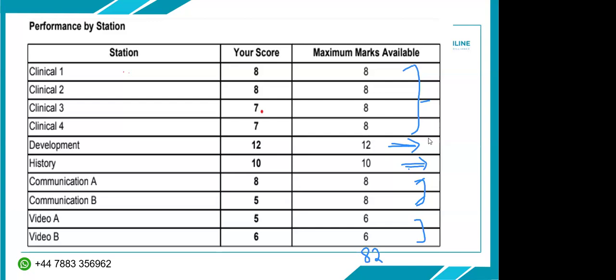And your passing criteria is this score, like you will get it. Like in the clinical station, you can have this mark.